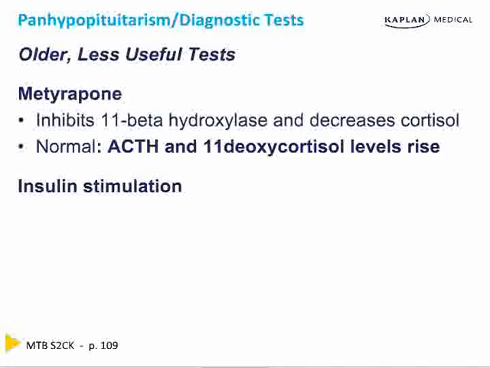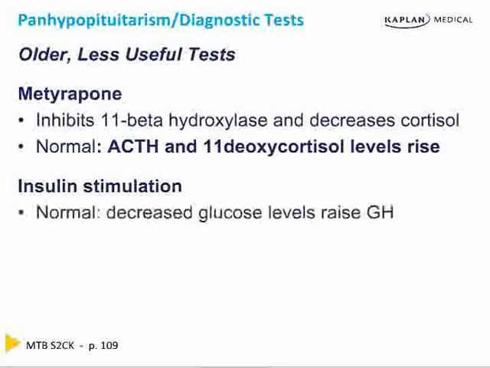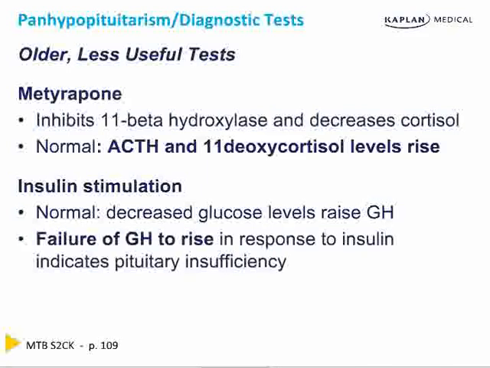Insulin stimulation has been largely discontinued because it's dangerous. A normal person, when they have a decreased glucose level, has a pituitary that makes lots of growth hormone. If the growth hormone fails to rise in response to insulin, it indicates pituitary insufficiency. A normal person, when they get hypoglycemic, should make more growth hormone. A person with panhypopituitarism will not.